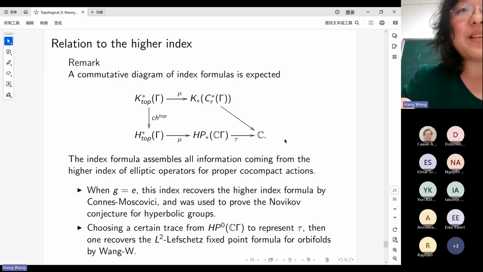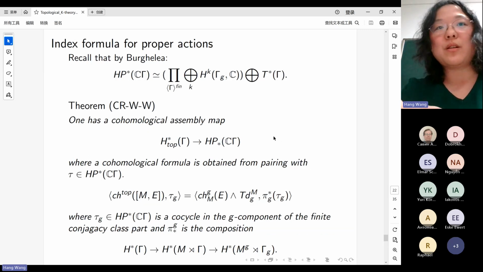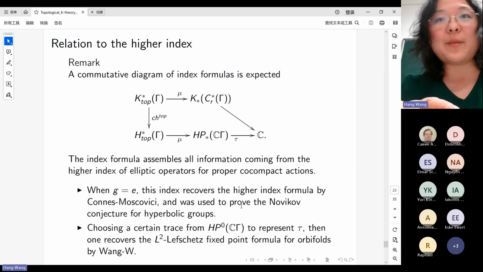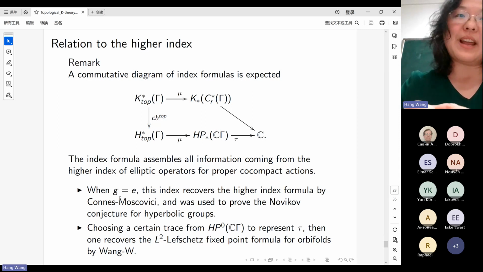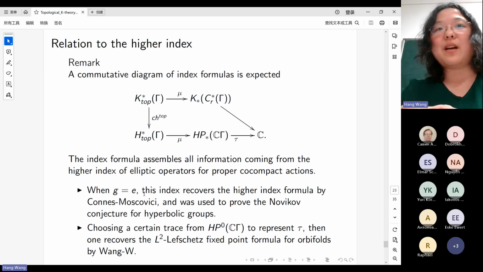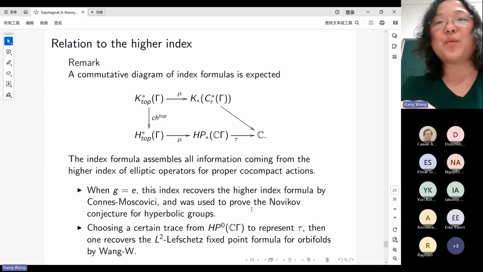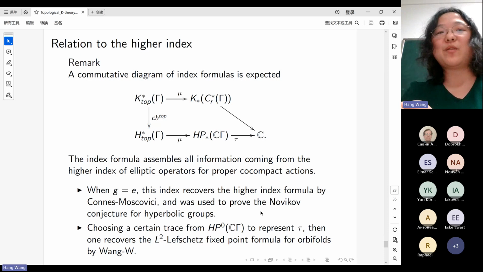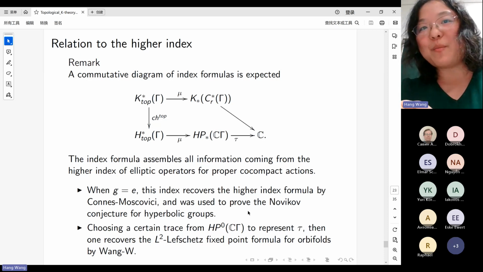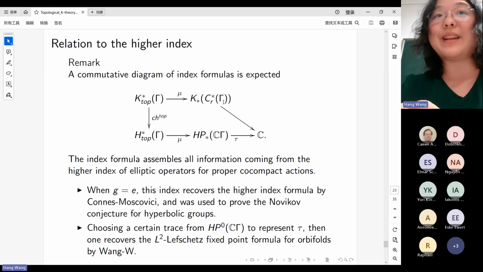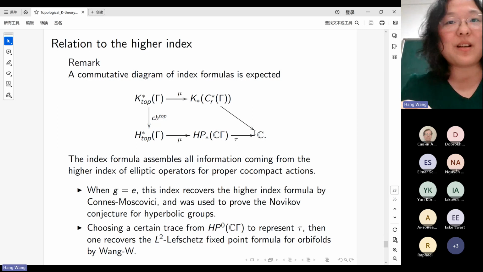And we want to say that our local index formula displayed on this page has some special cases. So when we take the group to be the identity element, our local index formula will recover the higher index formula given by Kong and Moscovici, and they used that formula to prove the Novikov conjecture for hyperbolic groups. Of course, when they proved that theorem, they had to use the right-hand side of Baum-Connes to complete that.